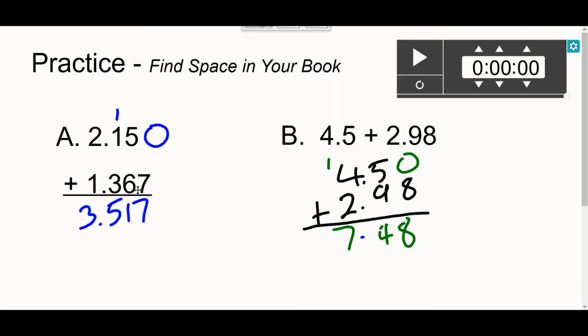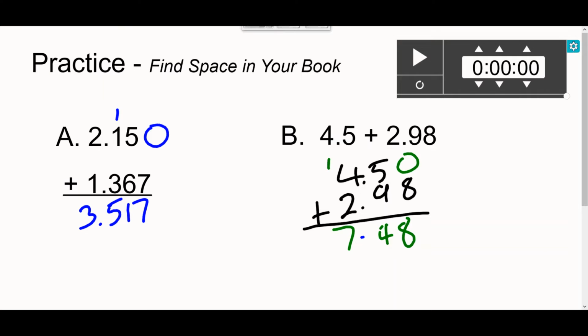7 plus 0 is 7, 6 plus 5 is 11, so you put a 1 here and then 1 here. 1 plus 1 plus 3 is 5, and then 2 plus 1 is 3. And then don't forget to bring the decimal straight down. This one's a lot like it, except you had to align the decimals when you wrote 4.5 over 2.98. All right, and again, the decimal comes straight down, even in the answer.